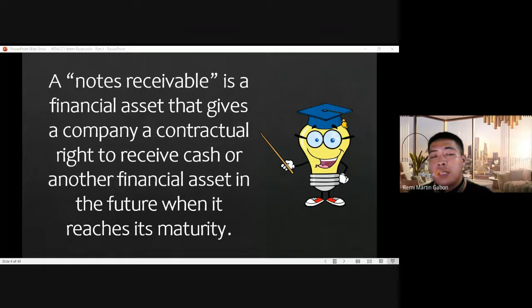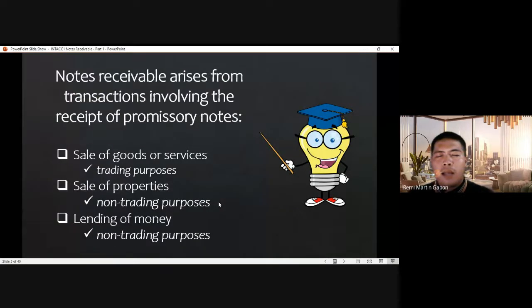Notes receivable is a financial asset that gives the company a contractual right to receive cash. By such definition, it is backed by the fact that notes receivable arises from transactions that involve the receipt of promissory notes. Those transactions can either come from trading or non-trading activities. For trading activities, we have sale of goods or services. For non-trading, we could have sale of properties other than goods or services, and then lending of money.